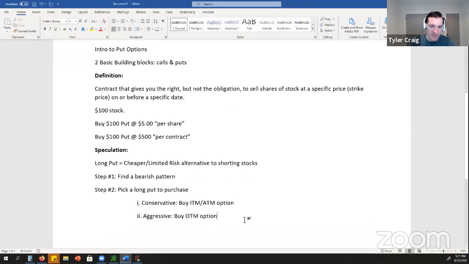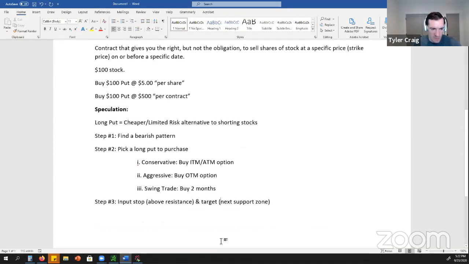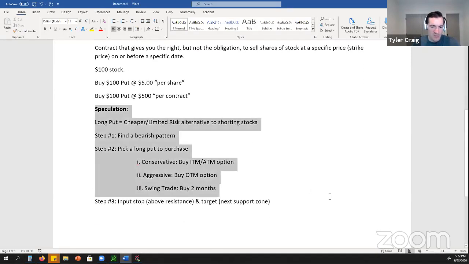Okay, I want to round out the note here and then be done. So for a swing trade, I'm looking to buy about 2 months. Okay, step 3, input the stop, maybe above resistance, and the target. Maybe that's the next support zone. If you're shorting it at resistance, it should fall down towards support. Okay, that's using puts to speculate.